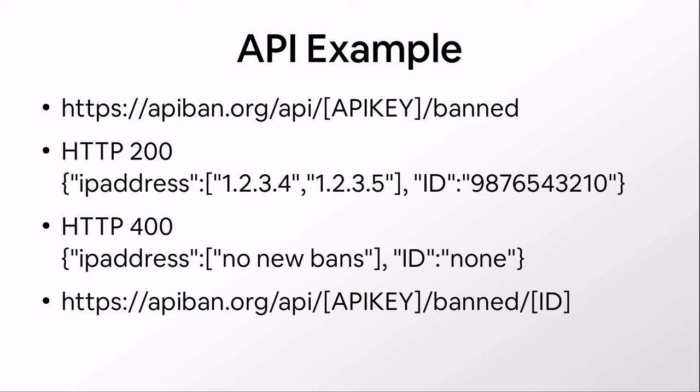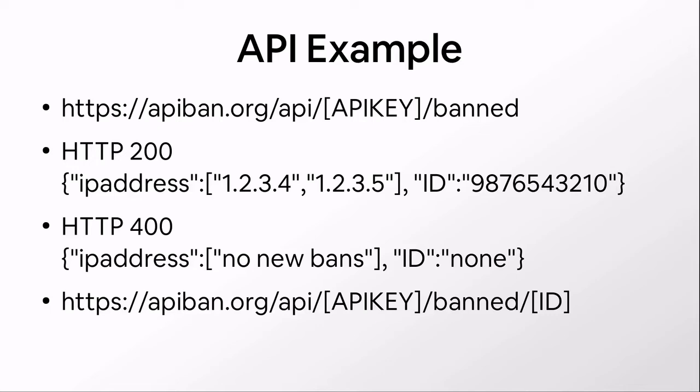Here's an example. If I went to apiban.org/API/mykey/band, I will get a list of all of the IPs that are currently active. When I say all, I mean 250 of them. And you'll get an ID. Why only 250? Many of the PBXs should stop doing things around 250 and then do it again. So you get this ID so that you could then pass it and get the next 250. Usually there's less than 1,000 banned at any given time.